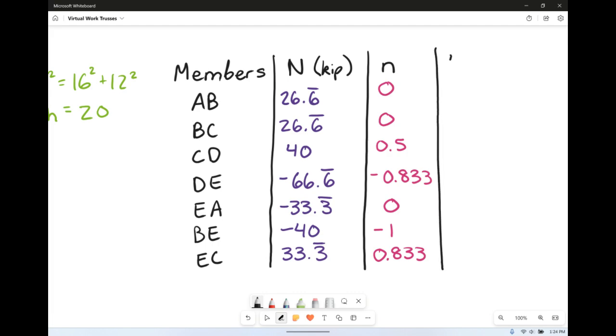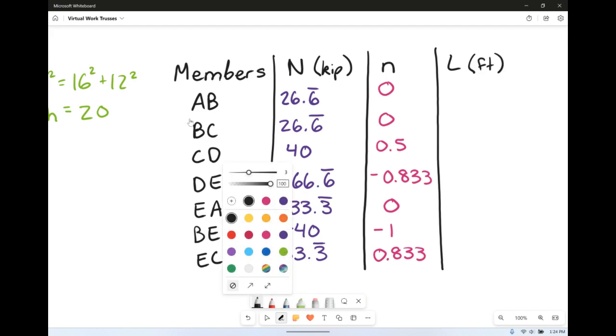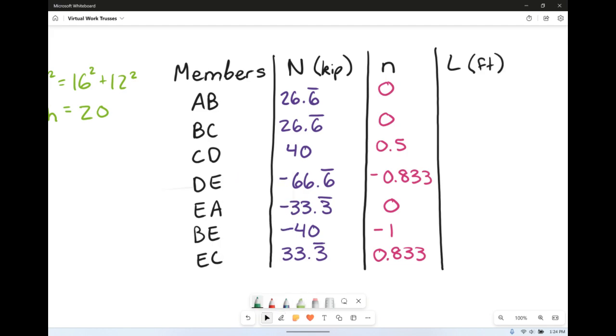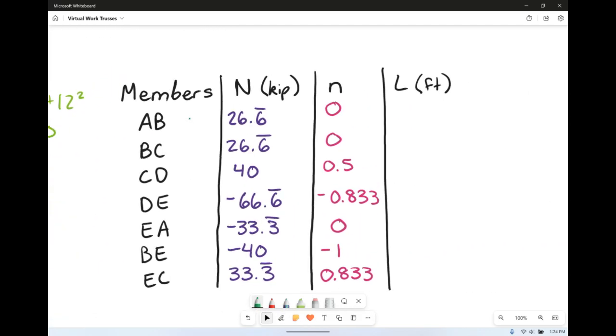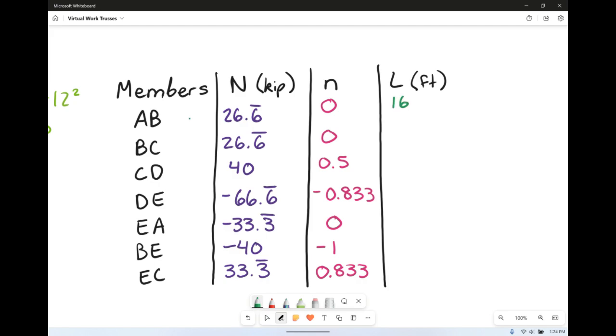Then we need our length. And this length, by the way, was in feet. So we're going to update it in our green color here. Again, good thing we found all those distances, all those lengths. So length AB is 16 feet. BC, also 16 feet. CD, 24 feet. Then DE, 20 feet. EA, 20 feet. BE, 12 feet. And EC, 20 feet. So that's all of the information in our chart.